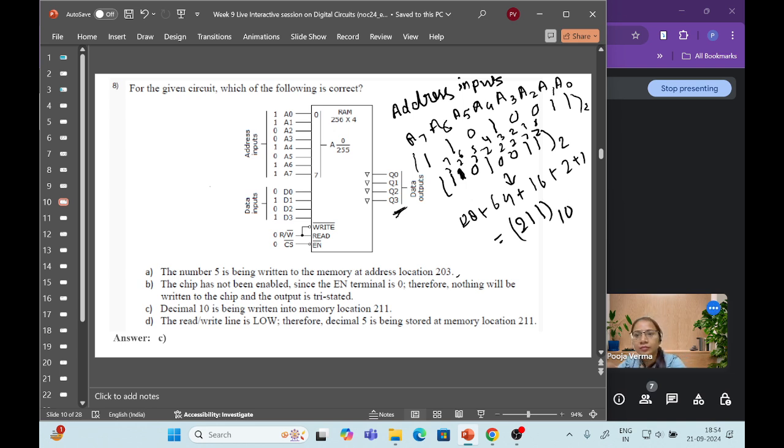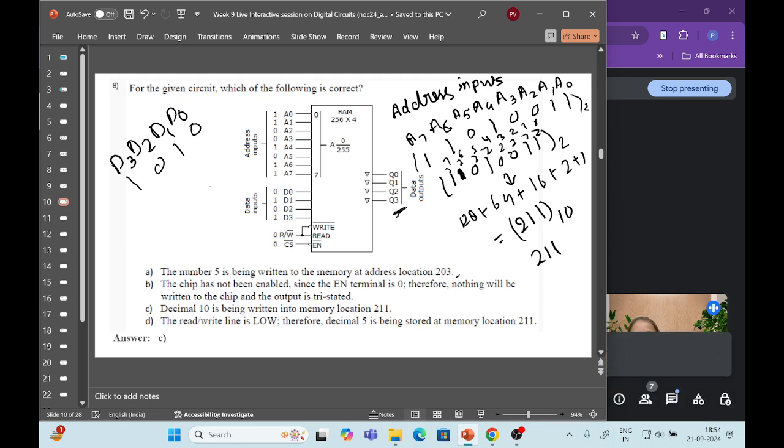So the address location will be 211. Now we need to check the data points. What will be the corresponding decimal value for the data points? Here it is written D3, D2, D1, D0, and the value is 1, 0, 1, 0.